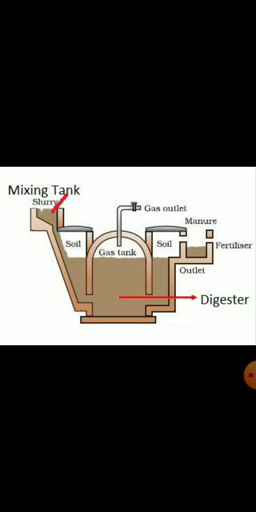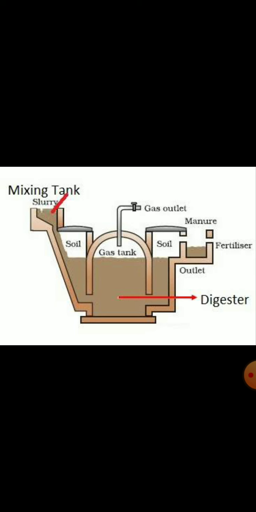So first will be the function of mixing tank where slurry is present. Now what is slurry? Slurry is a mixture of cow dung and water. Okay, remember this. Slurry of cow dung and water. Where is it made? It is made in the mixing tank. Now once the slurry is made, it is sent to the digester. Now you see in the figure, where is the digester? It is the main part.